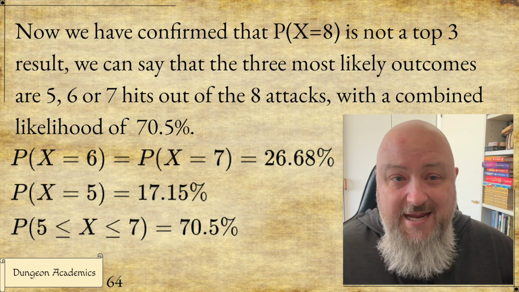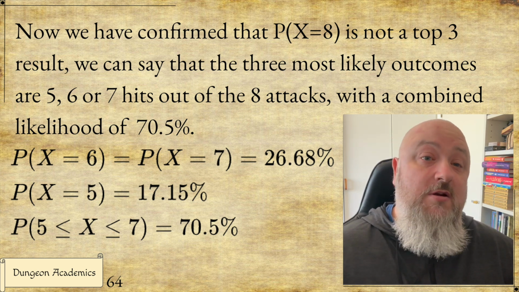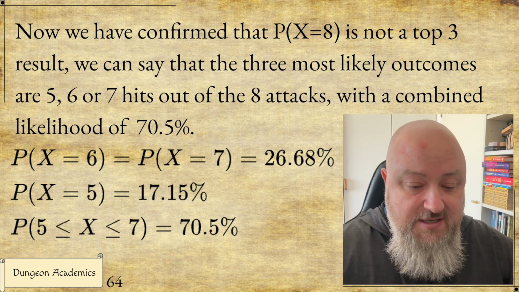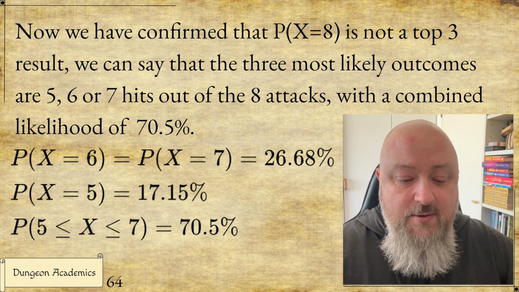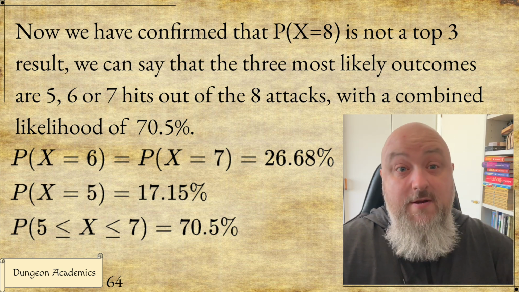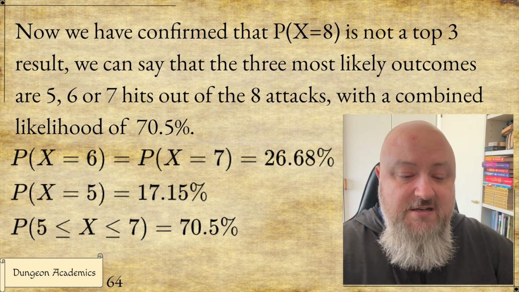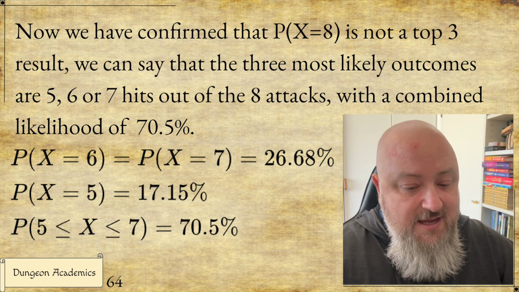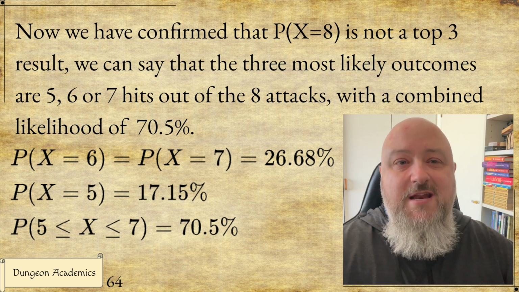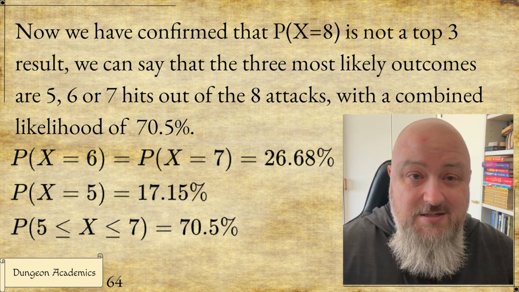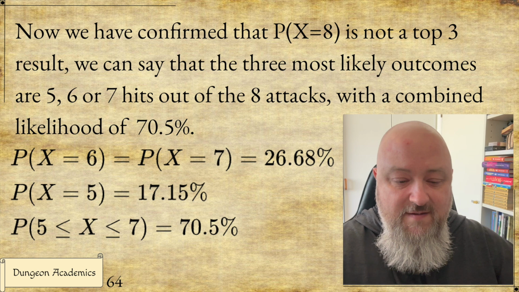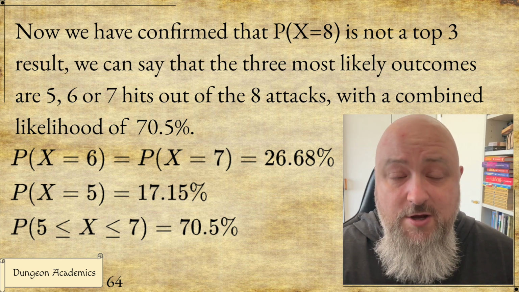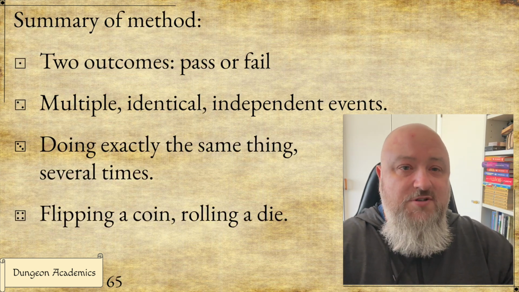We're not going to bother with 8, it's not in the top 3, and the question only asked for the top 3. Okay, let's add those top 3 results together. 5, 6, and 7, we add them up, we get 70.5%. The probability of Riplikish scoring 5, 6, or 7 hits is a little bit more than 70%. So he's consistently likely to hit 5, 6, or 7 times in his turn. That's pretty good.